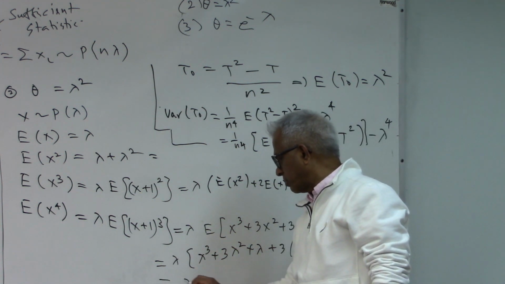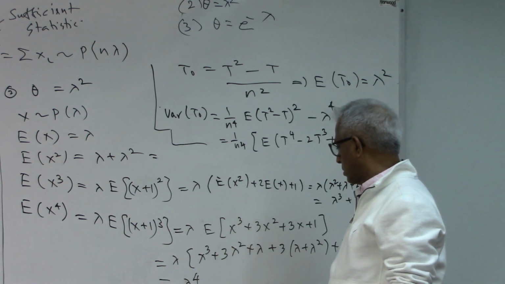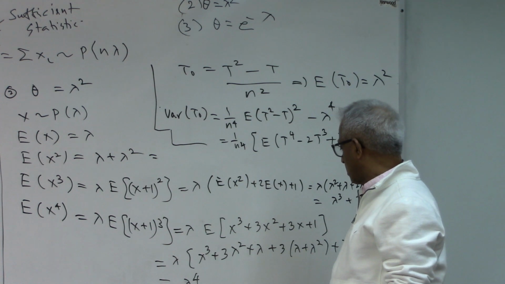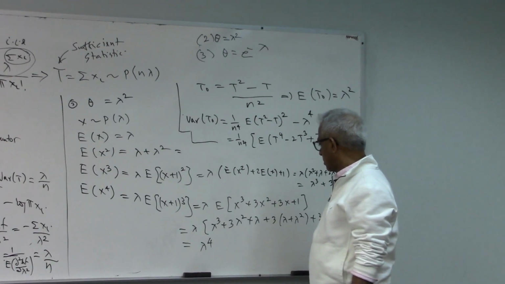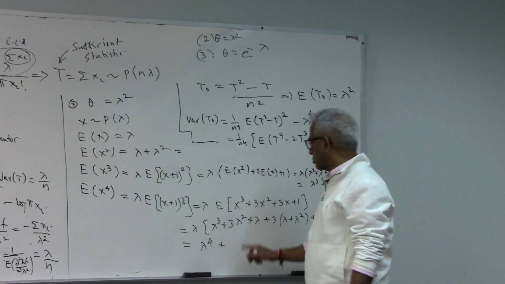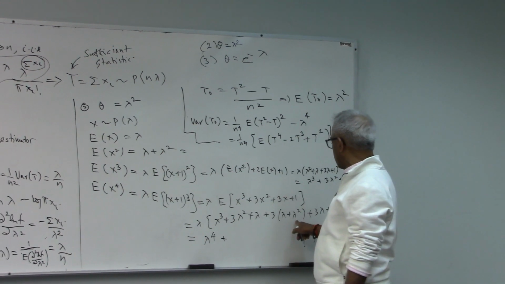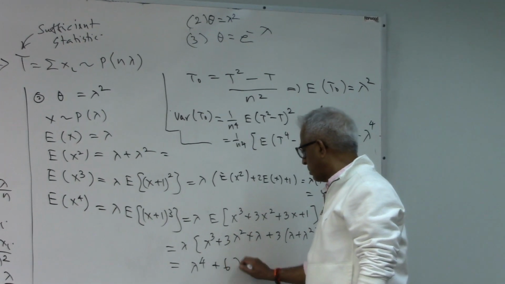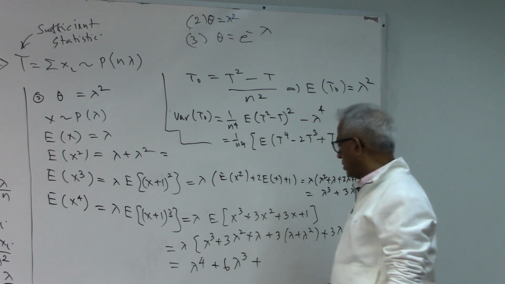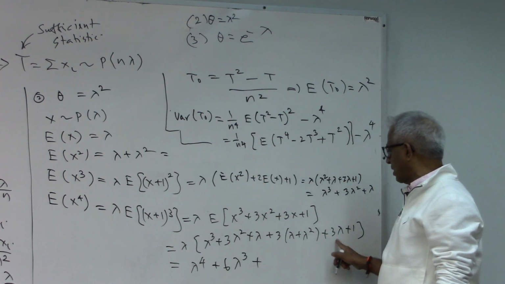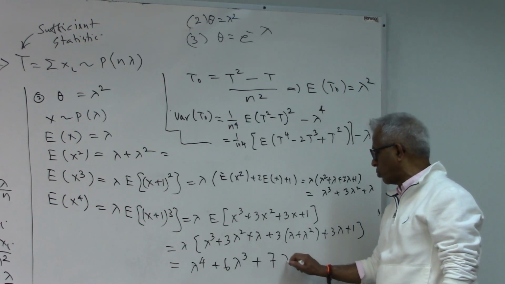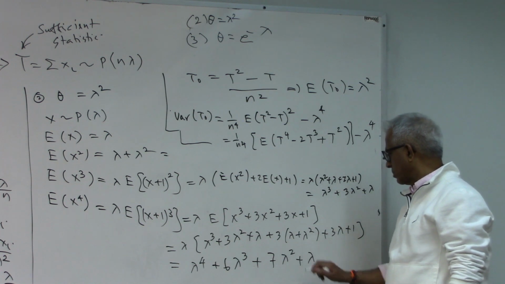So that's going to be lambda 4 plus how many lambda squared? See here, lambda squared here, 3 lambda squared. So 6 lambda cubed plus 3 lambda, 1 lambda, 7 lambda squared plus lambda, I guess. Is it?